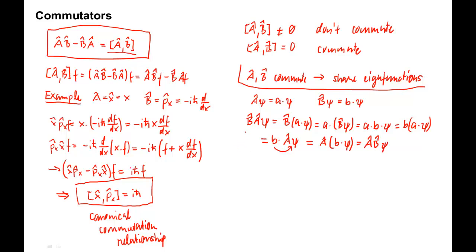So we see that B hat A hat psi equals A hat B hat psi. In other words, (A hat B hat minus B hat A hat) operating on psi, which is also written as the commutator of A and B operating on psi, equals 0. So from this clearly follows that the AB commutator equals 0. So we see that if A and B commute, they share a common set of eigenfunctions. This does not hold for the non-commuting operators. There, an eigenfunction of A is not an eigenfunction of B, and vice versa.